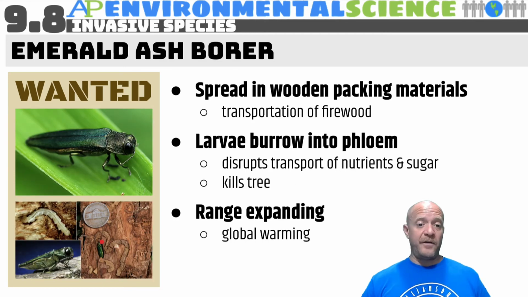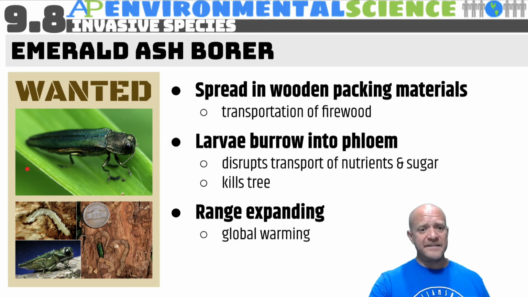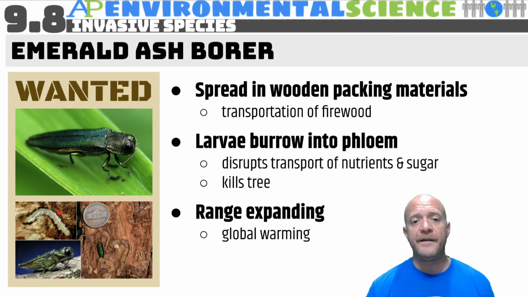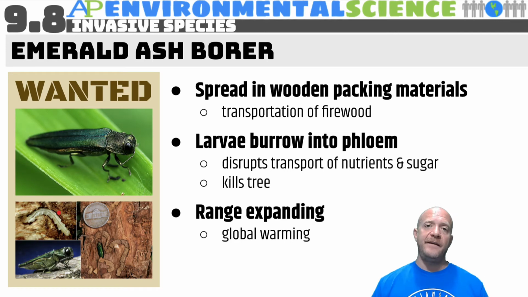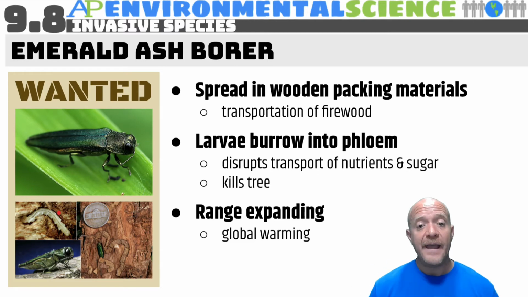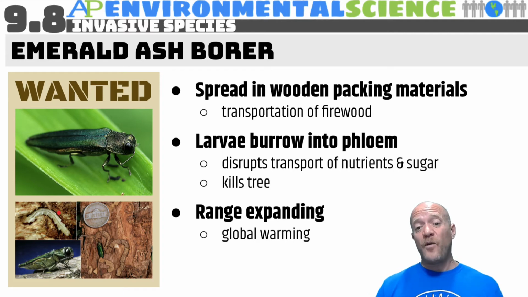The emerald ash borer typically transports via firewood, and it doesn't really transport as this organism, but the larval stage burrows into the wood, and it can disrupt the phloem, which is the way the tree transports the nutrients and the sugar. The xylem brings the water up, the phloem brings the nutrients and the sugar down, and when it disrupts that wooden part of the tree, it can kill the tree. As a result of global warming, its range is expanding, and this could be a major problem for trees around the world.